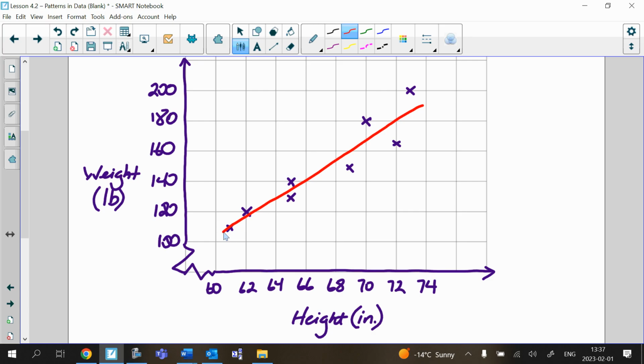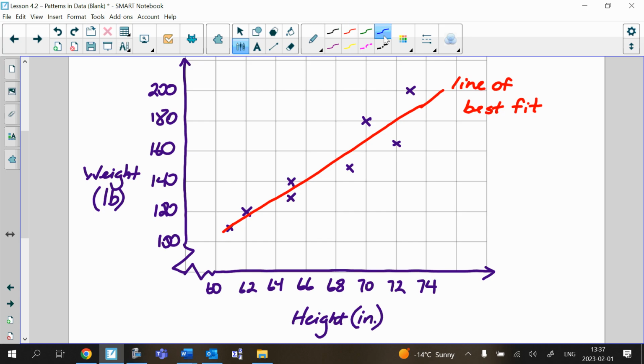And why do we do a line of best fit? Because then it allows us to make some predictions. Because then I could say, okay, what would be the weight of a student that has a height of 74 inches? Well, according to my line of best fit, if I go up to 74 inches, I'm hitting about 190 pounds. Okay?